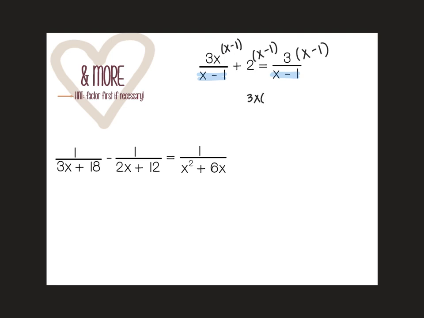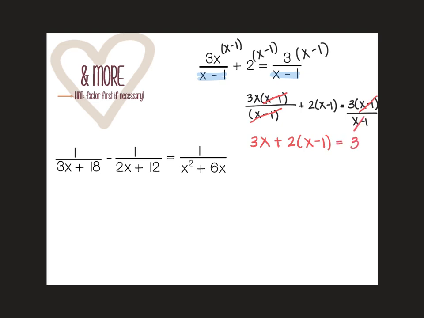So I have 3x times x minus 1 over x minus 1 for that one, 2 times x minus 1, and then I have equals 3 times x minus 1 over x minus 1. I wouldn't distribute until you go through and cancel things out. So these are going to cancel. So you have 3x. Nothing cancels here, so I'll just leave it. And then these are going to cancel, so you get 3. Then after you've canceled, you can go ahead and distribute and finish solving.